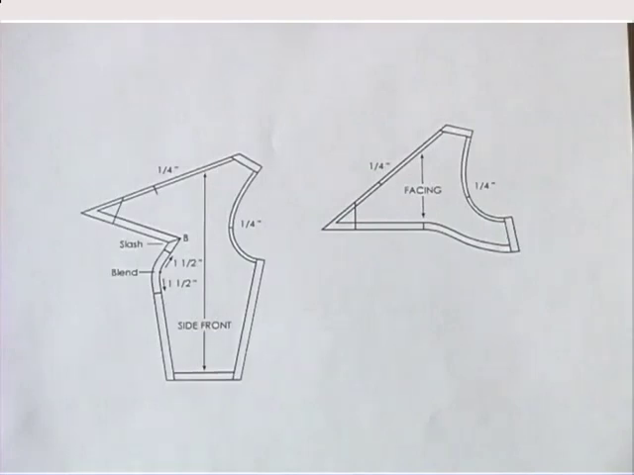Add seam allowances to the side front and to the facing patterns. Add a 1/4 inch where shown, and all other seams are 1/2 inch. Touch the pause button. Complete the pattern, and when finished, push play to continue.